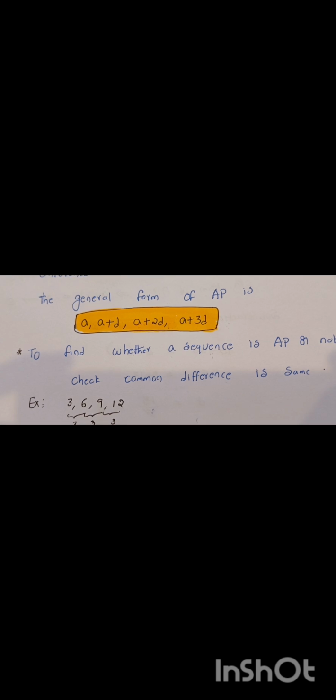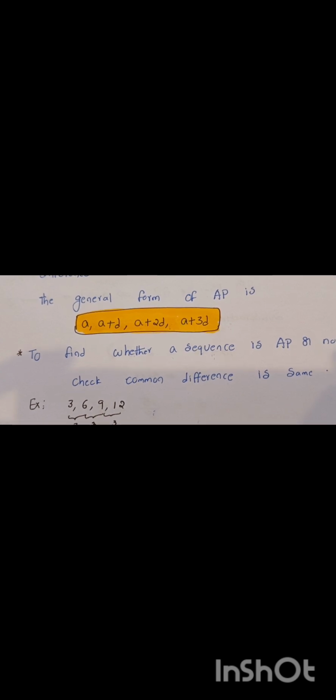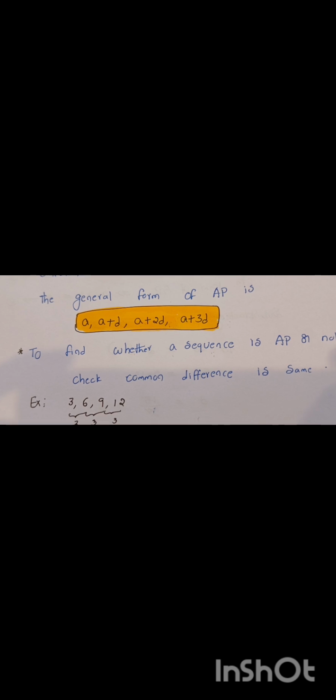Today we will discuss arithmetic progression. A sequence in which each term is obtained by adding a fixed number to the previous term. The fixed number d is called the common difference. The general form of AP is a, a plus d, a plus 2d, a plus 3d and so on.